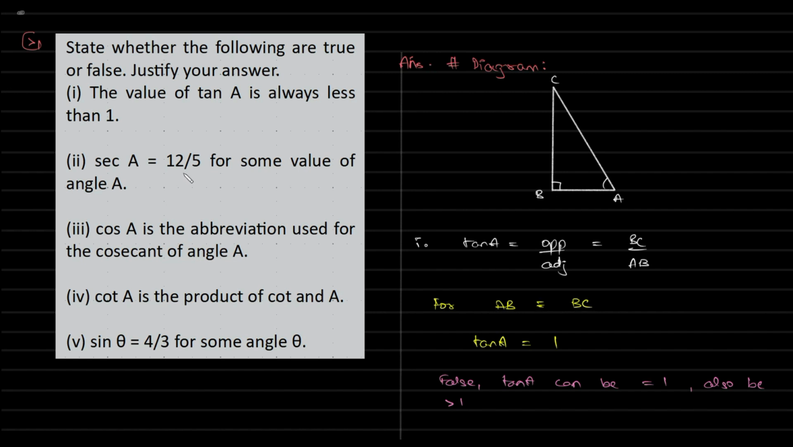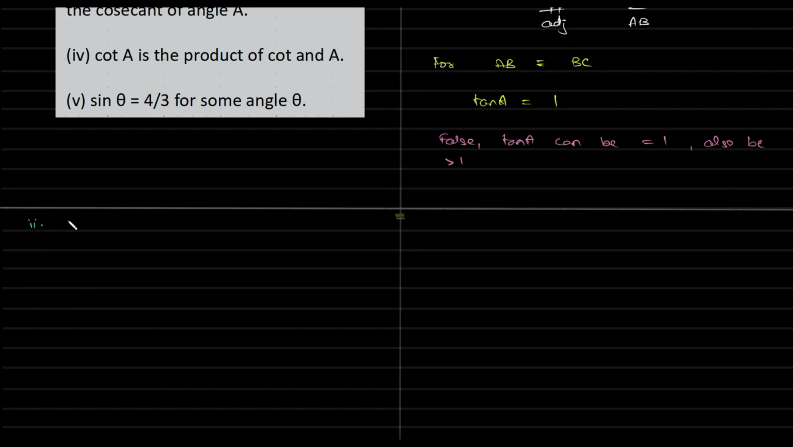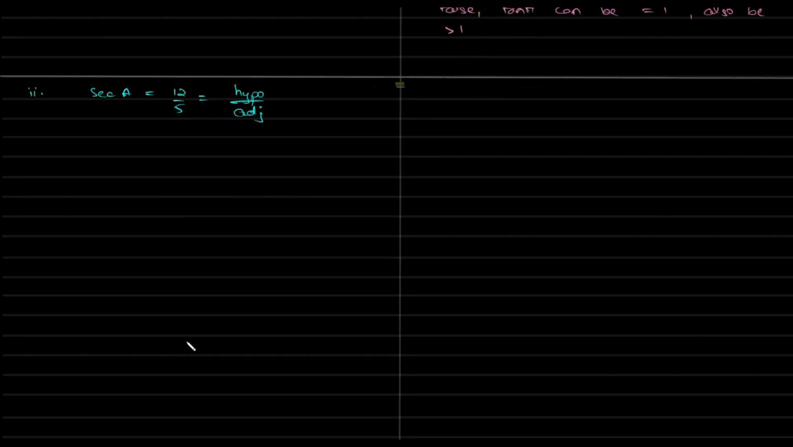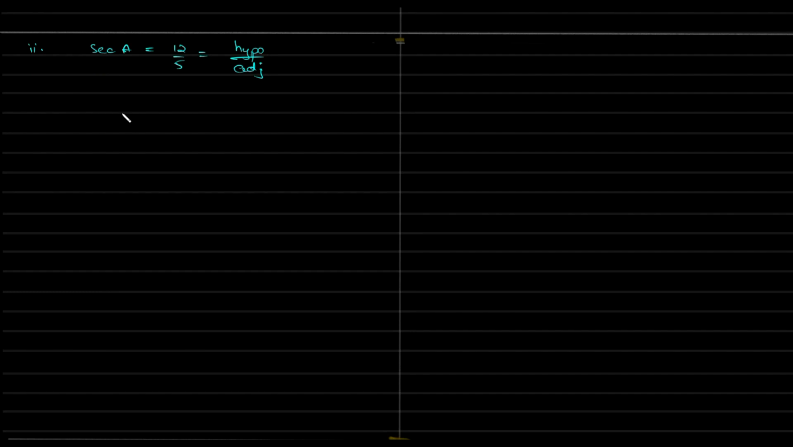Next is secant A is 12 by 5. So same thing we have to do. Secant A is 12 by 5. Second definition is adjacent, right? No. Hypotenuse by adjacent. So now we are looking at hypotenuse being equal to 12k, while adjacent is equal to 5k, right? So it's clear that hypotenuse is greater than adjacent, which is a possibility, not an issue.